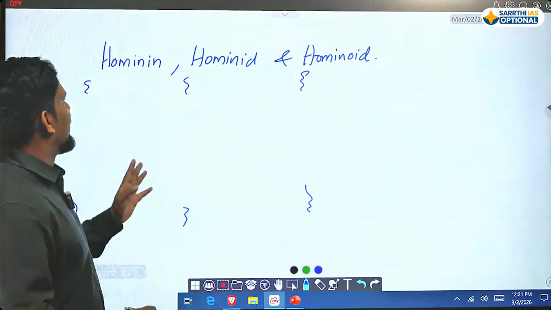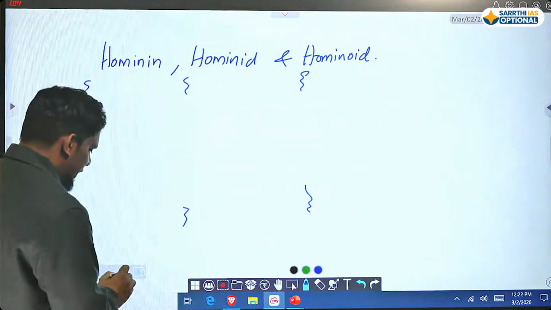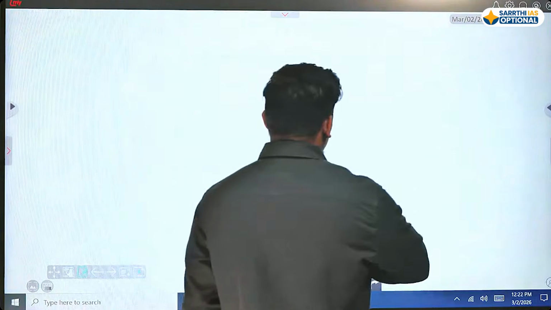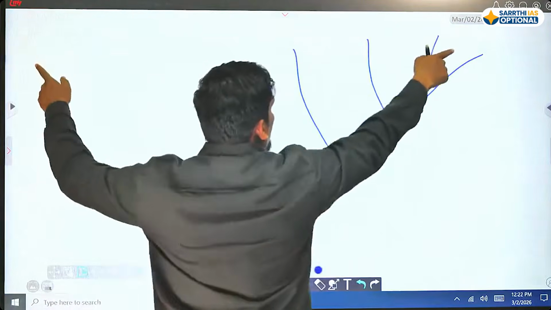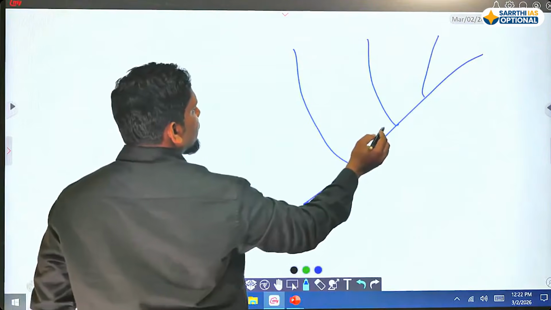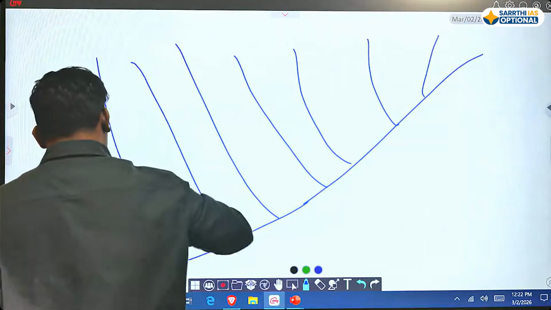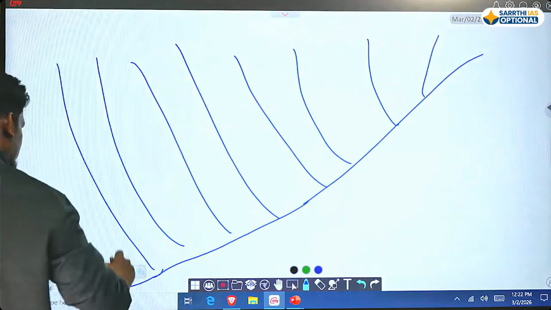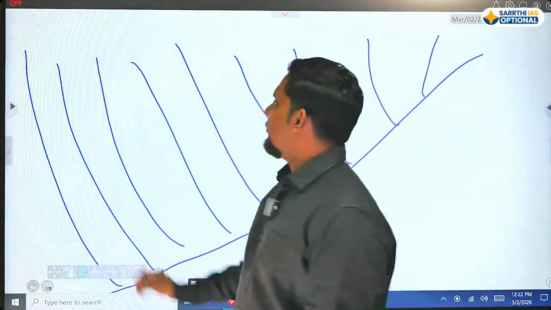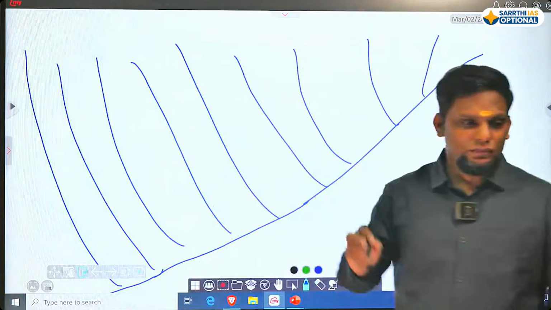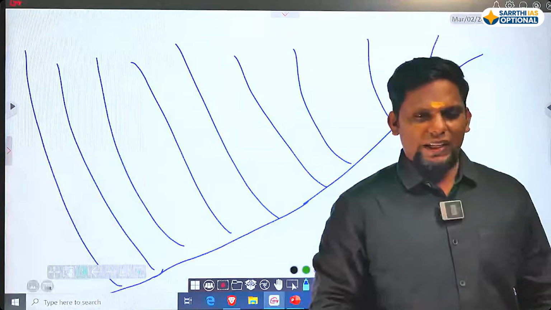Hominin, hominid, hominoid. I'm going to teach you today hominin, hominid, hominoid, and you should never forget this. Quickly, do one thing. Give me the primate adaptive radiation chart. Fill this out, please. Start from here and go all the way till humans. Fill this out, please, from here till here, in the same order. I'll give you 30 seconds. And I'll just be back while you fill this.